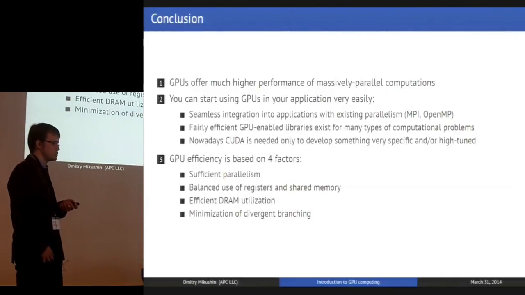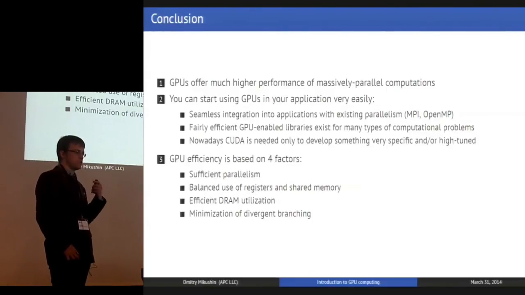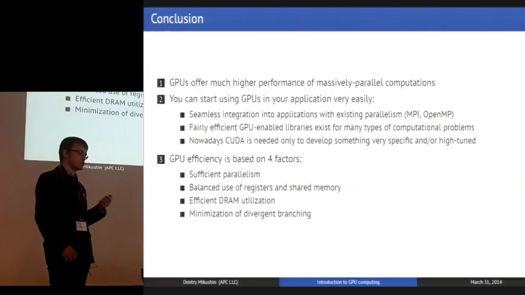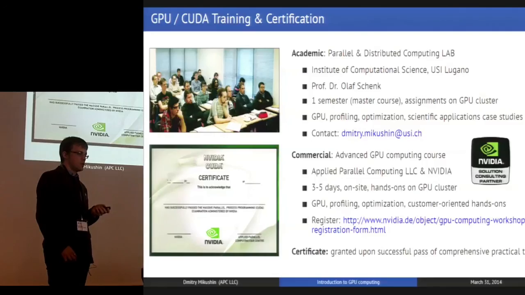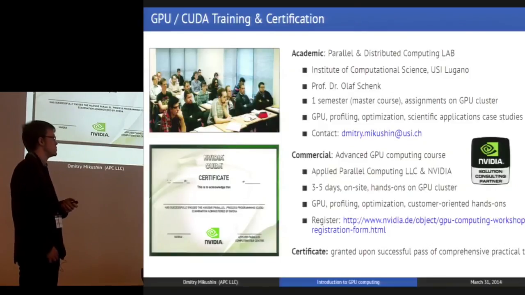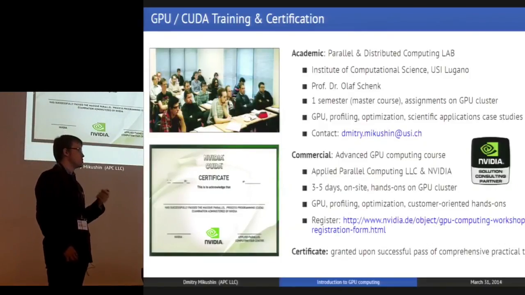And GPU efficiency is based on 4 factors. You need to provide sufficient parallelism. You need a balanced use of registers and shared memory. And the very important thing is efficient GPU global memory utilization, providing coalescing, and minimizing divergent branching.